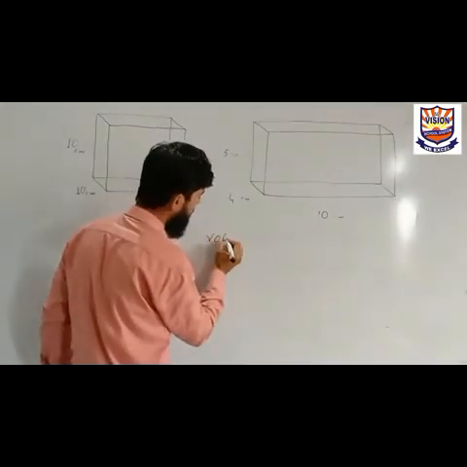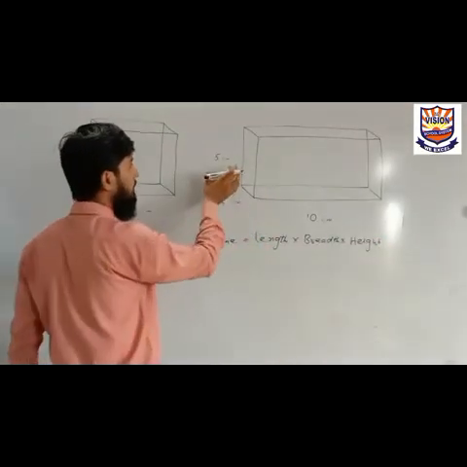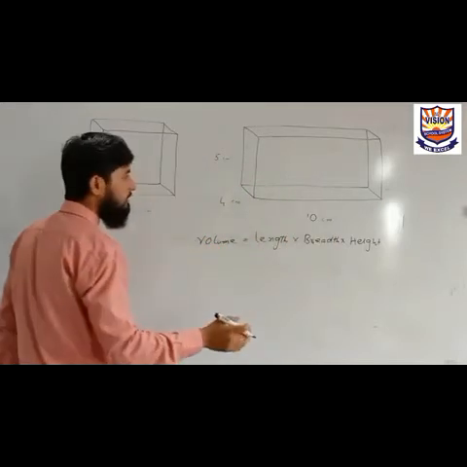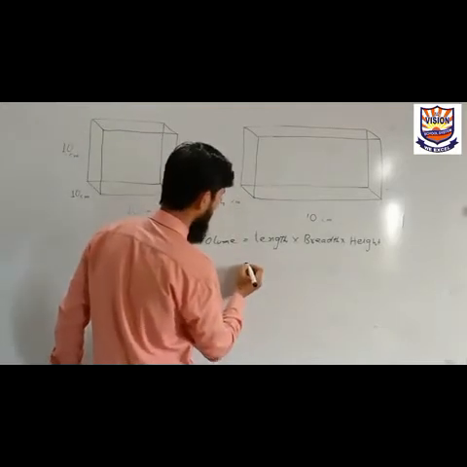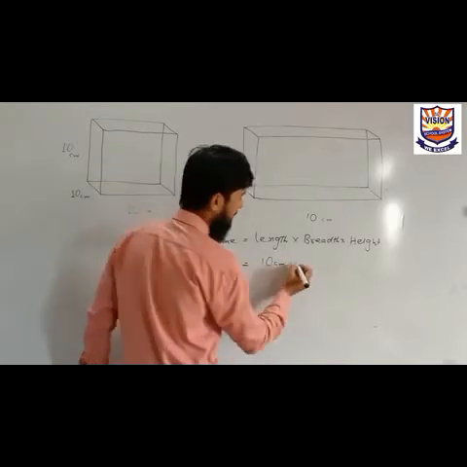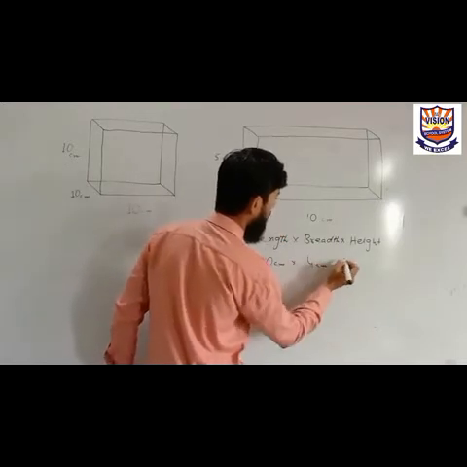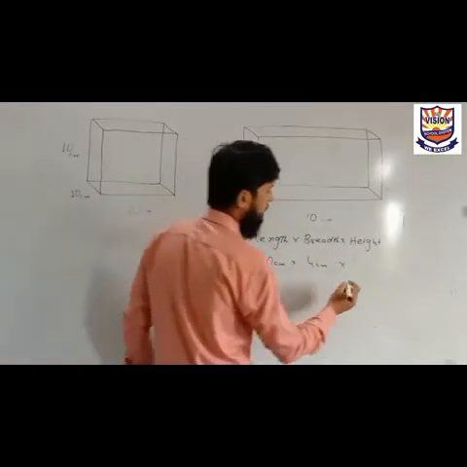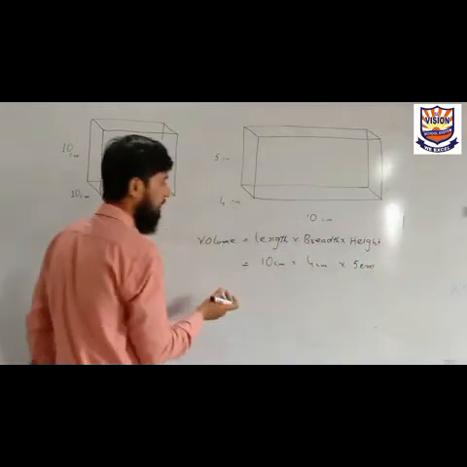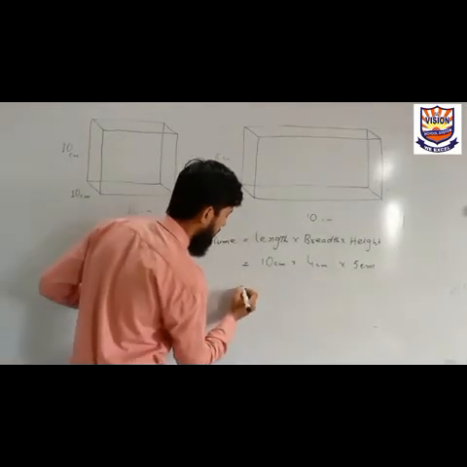Volume is equal to... for example, there is a cuboid figure. Its height is 5 cm, breadth is 4 cm, and length is 10 cm. Simply put the values. Length is 10 cm, multiplied by breadth, 4 cm, and the height is 5 cm. Now when you multiply them together, you will get the volume of this cuboid figure.